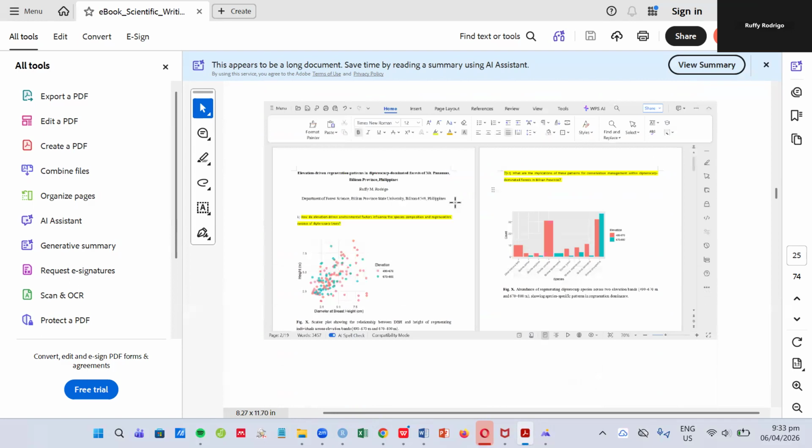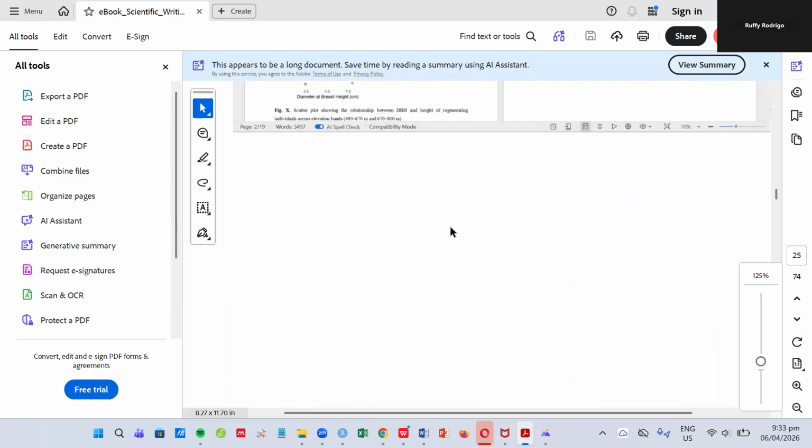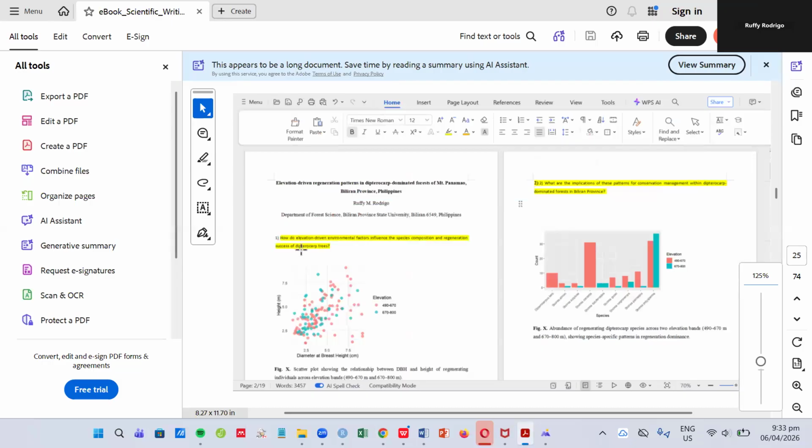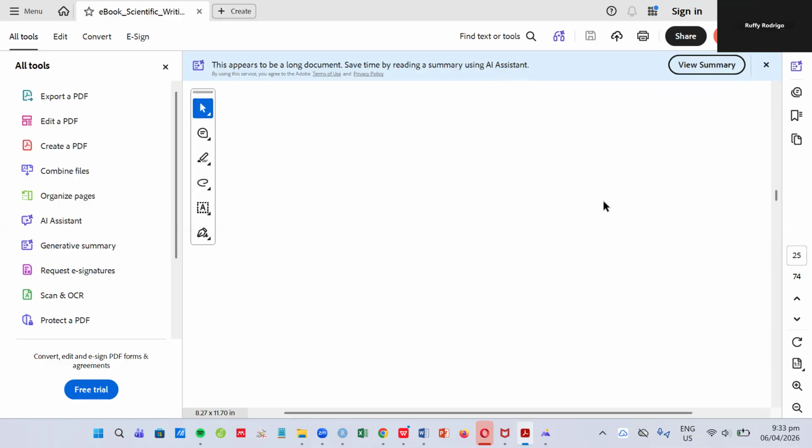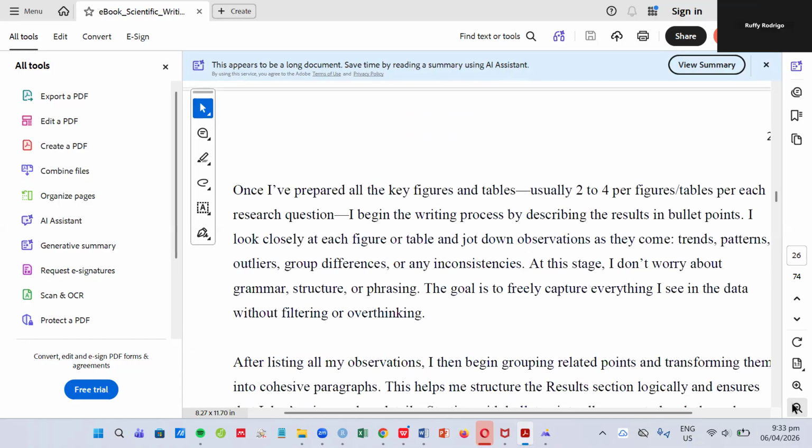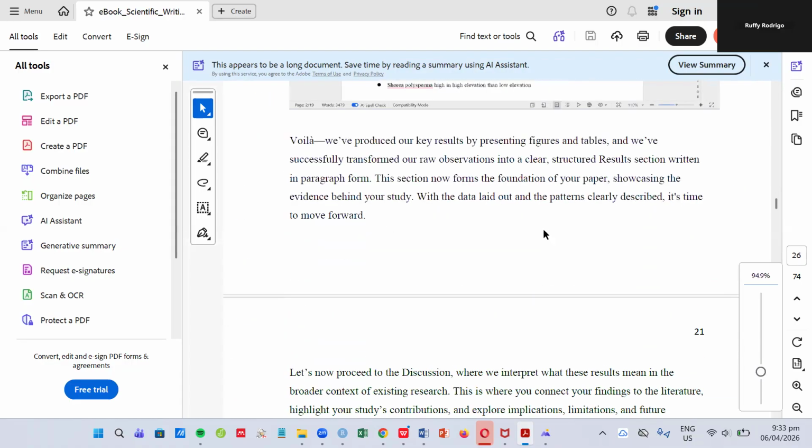So now, this is my example here. This is one of my articles. I can just have the title, and in this case, I have written, how do elevation-driven environmental factors influence blah blah blah, and then I produce the figures that would somehow answer that objective. And after that I just try to finish everything, all the figures. Let's say I have to produce 8 figures, or let's say one table.